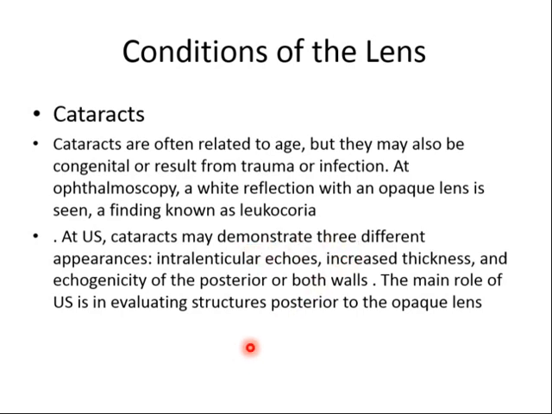Cataract demonstrates three different appearances. Intralenticular echoes, there may be echoes between the anterior and posterior parts of the lens capsule, or increased thickness and increased echogenicity of both the anterior and posterior walls, or just the posterior wall. The main role of ultrasound is evaluating structures posterior to the opaque lens.